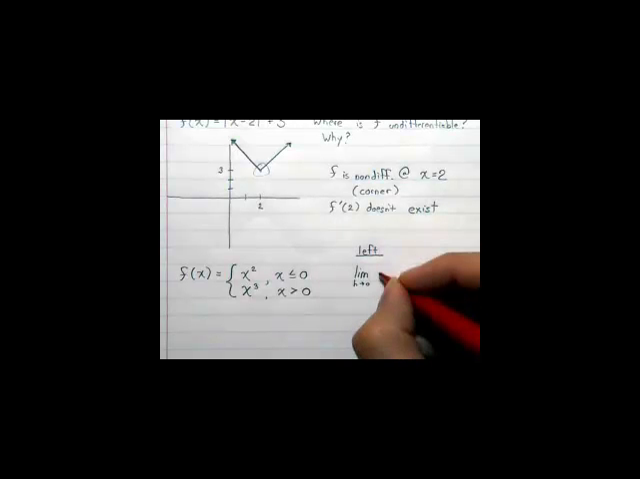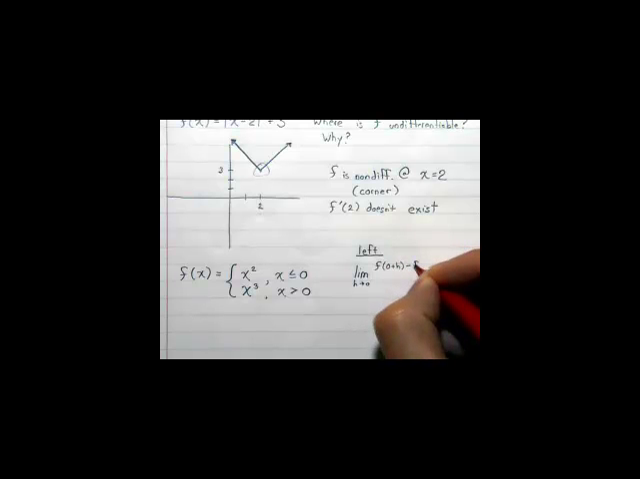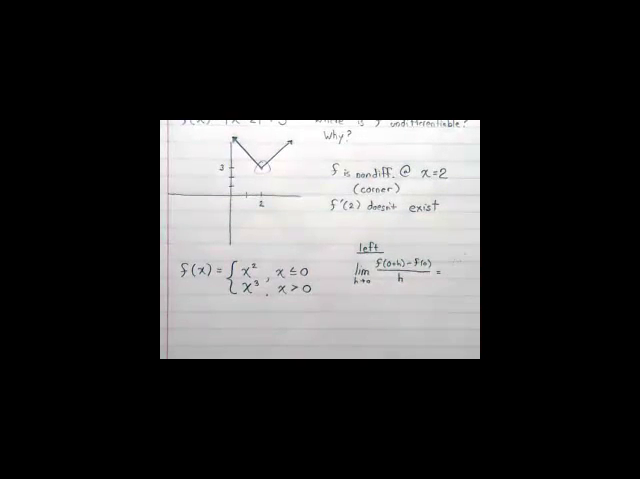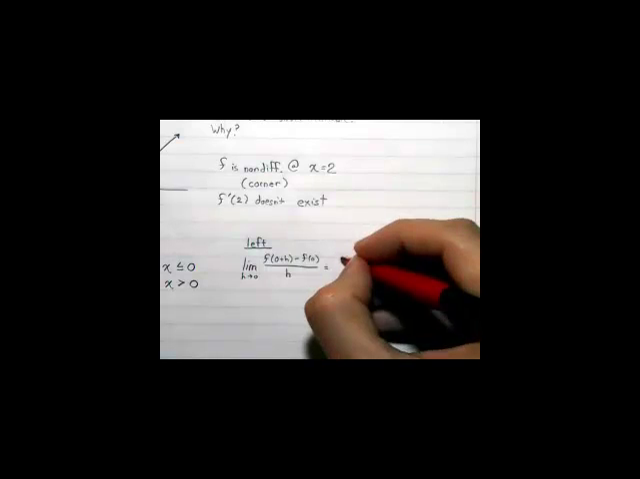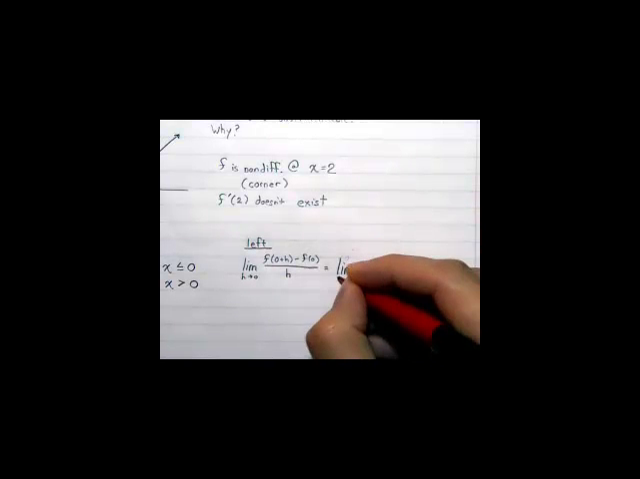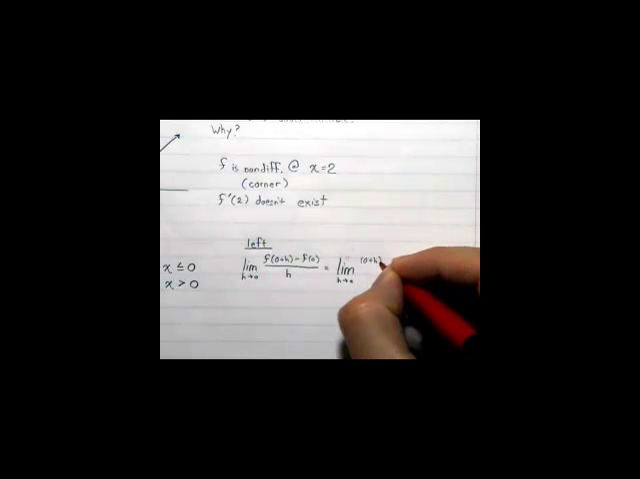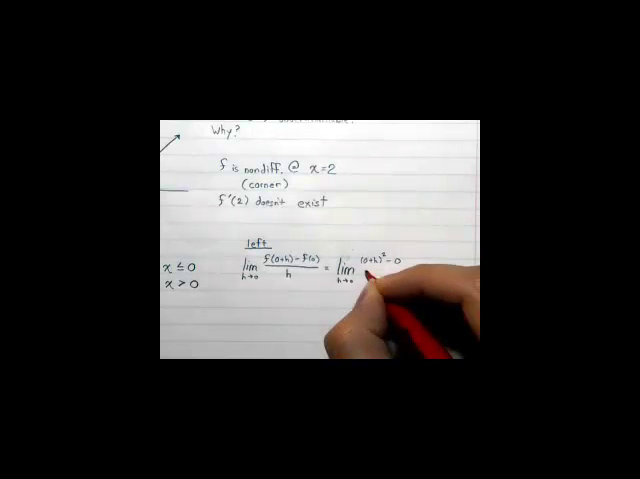So we would do f of 0 plus h minus f of 0 over h. Okay, and from the left, we're going to use x squared. So f of 0 plus h, whoops, I got to write my limit again, would be the limit as h goes to 0 of 0 plus h squared minus f of 0, which is 0, all over h.